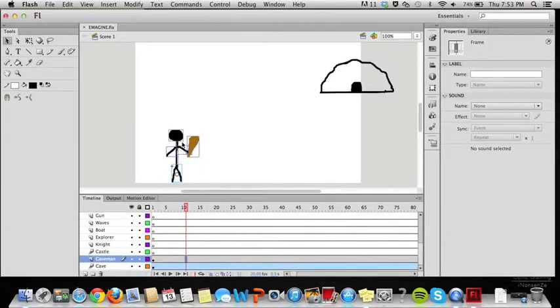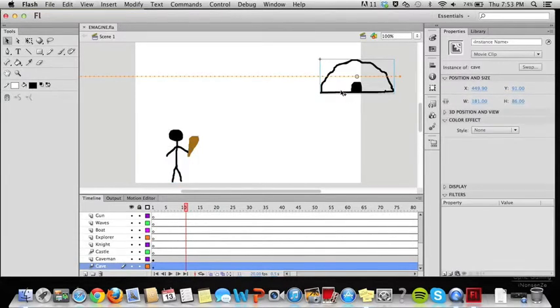And as you can see here, then we have the background, which each one is a symbol. And what I did was I made a motion tween on it, so it would go from right to left and just move over a period of time.